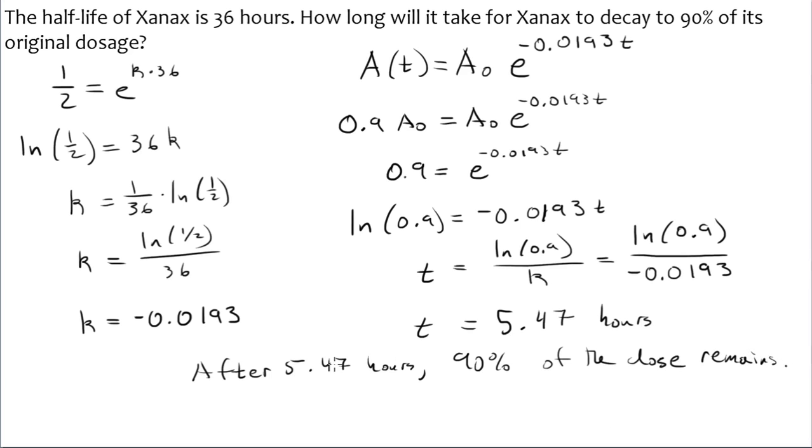That means if we had 100 milligrams, after 5.47 hours it would be 90 milligrams. Right, okay, and that's why that's much smaller than 36, because we're looking for 90% of it to remain. We always want to be checking our answers and making sure we're describing the correct thing.